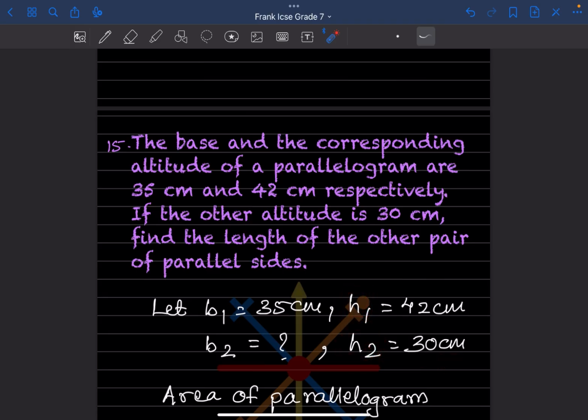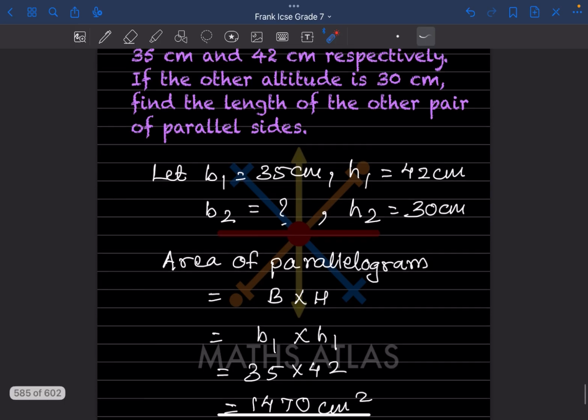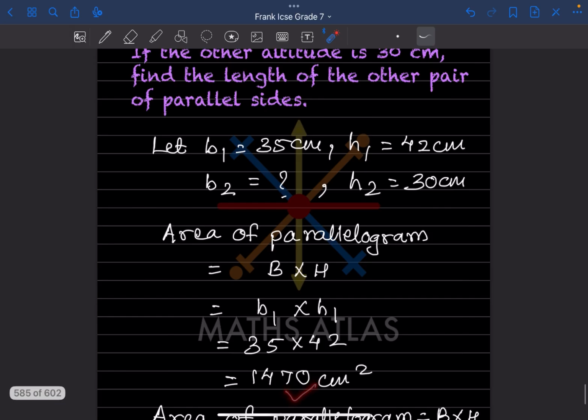Now we will start with the area of the parallelogram. The formula is B into H. First we'll take B as B1, that is 35, and H as H1, that is 42. So B1 into H1 is 35 into 42, which will be 1470 centimeter square.